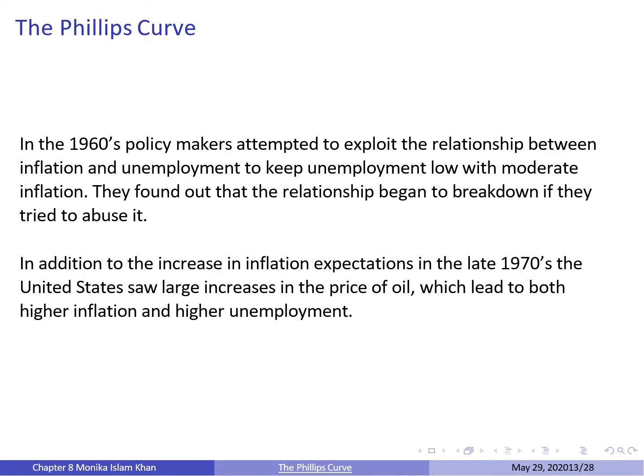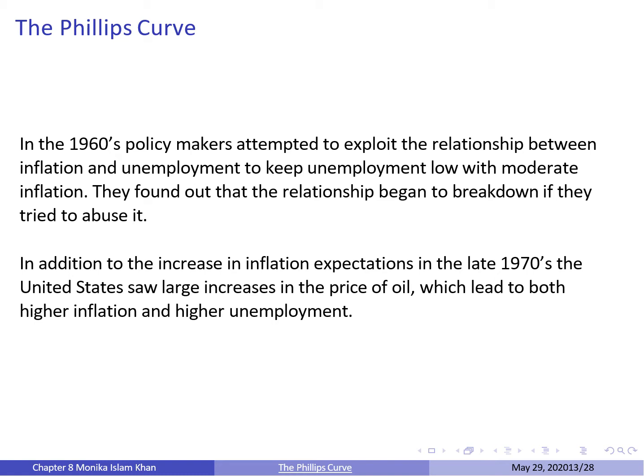In the 1960s, policymakers attempted to exploit the relationship between inflation and unemployment to keep unemployment low with moderate inflation. They found out that the relationship began to break down if they tried to abuse it. This change came from a change in behavior of inflation. The rate of inflation became more and more persistent. High inflation in one year became more likely to be followed by high inflation the next year.